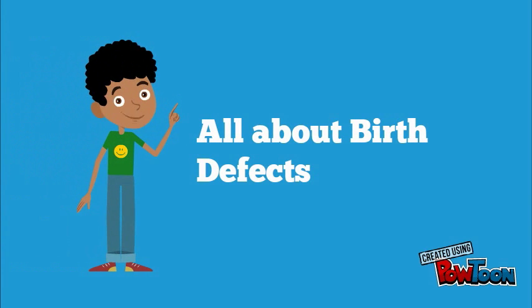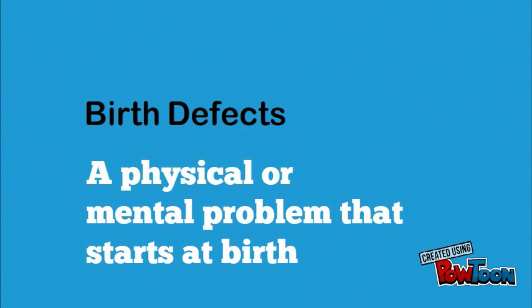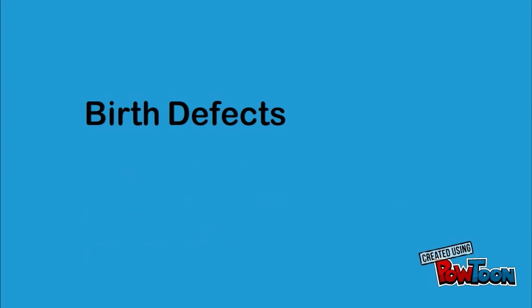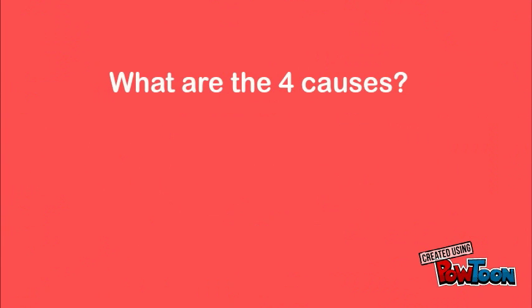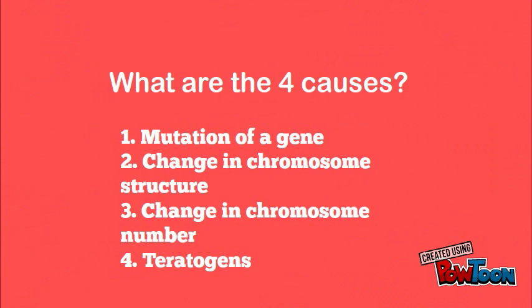So this presentation here is all about birth defects and what you can do to learn about them and prevent people from bullying others who have them. So first of all, a birth defect is a physical or mental problem that begins at birth. That's all it is. All of these birth defects are caused by 4 primary factors.